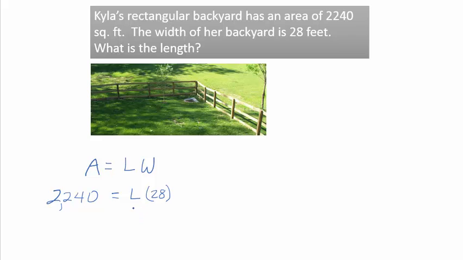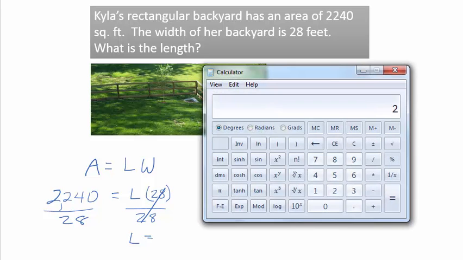So to find that length, we'd want to divide both sides of that equation by 28 to get the L by itself. So L would equal, and let's grab the calculator here, we want to take 2,240 and divide it by 28. So the length would be 80 feet.